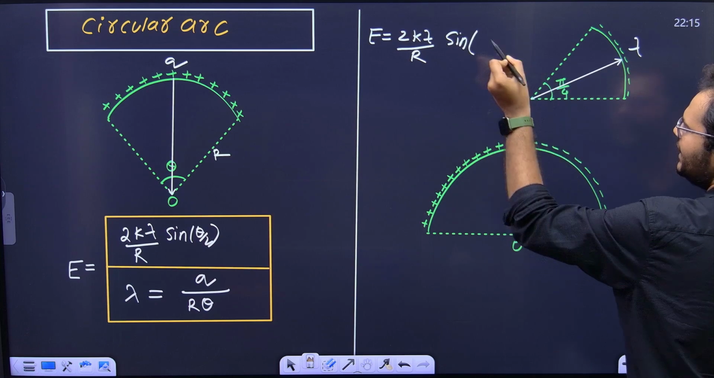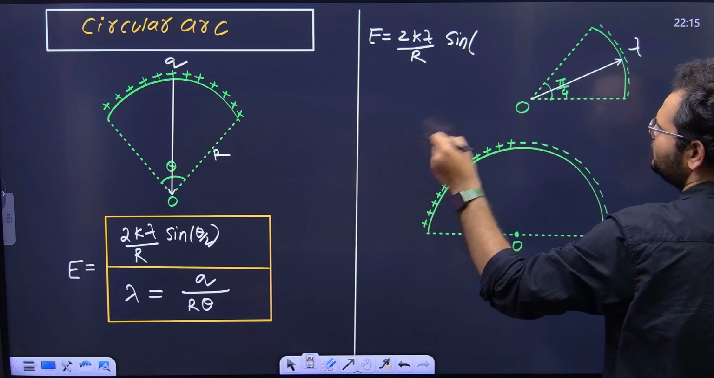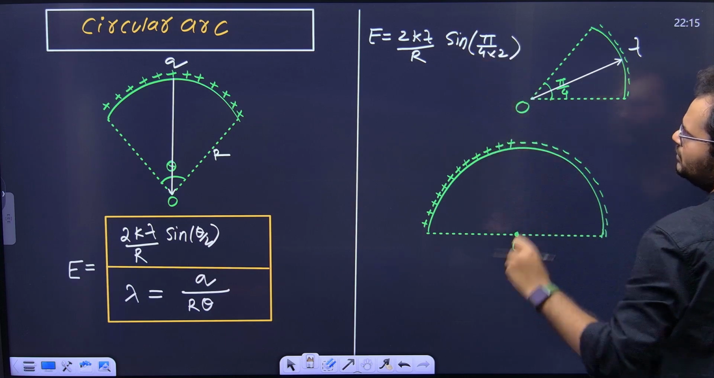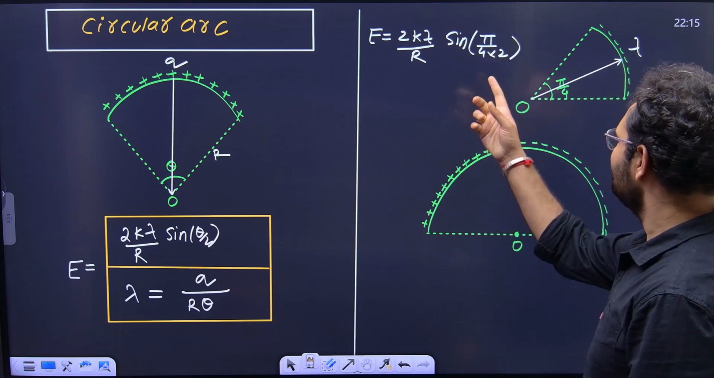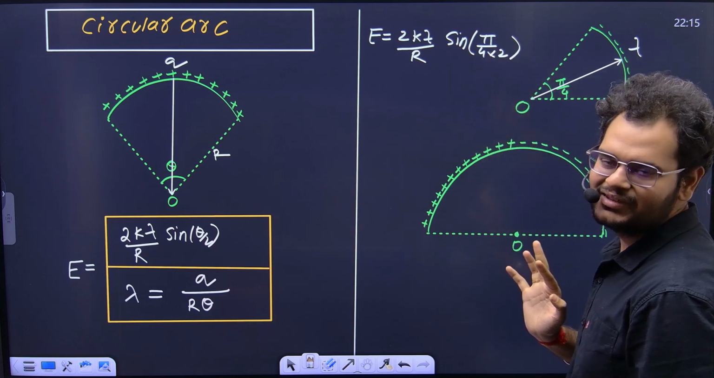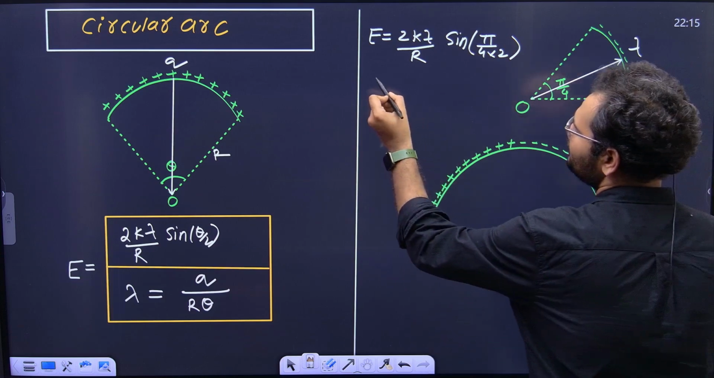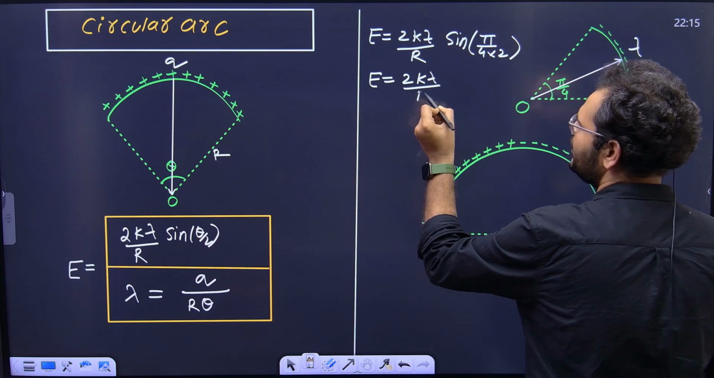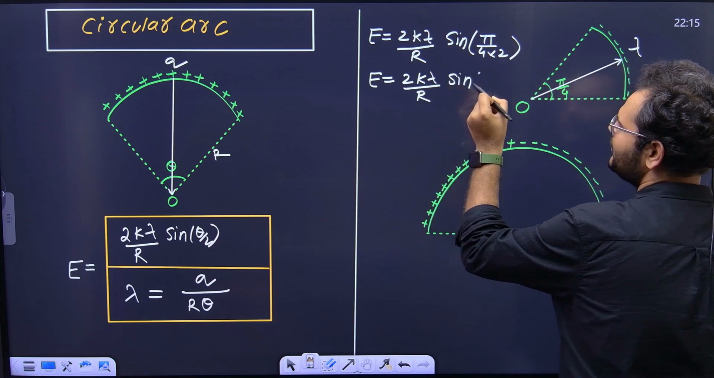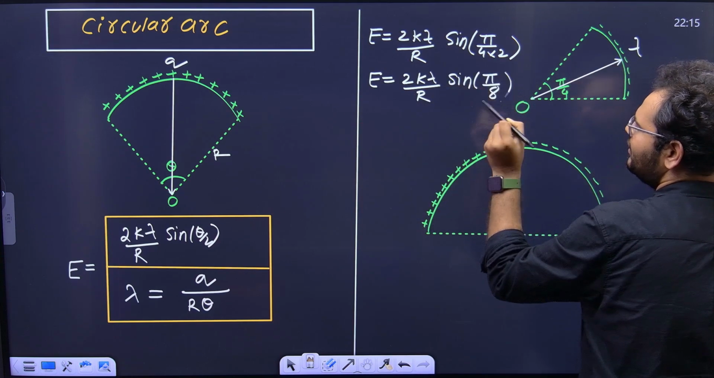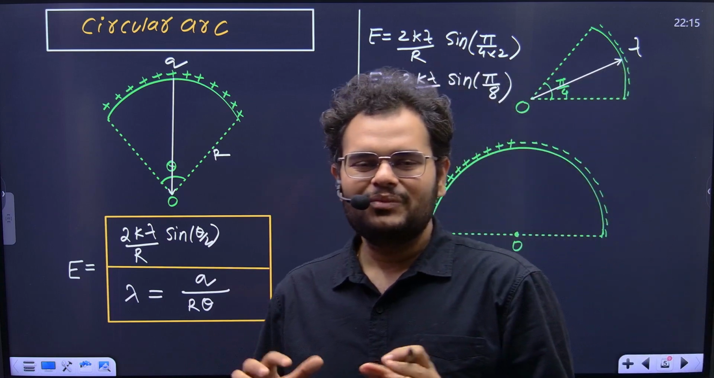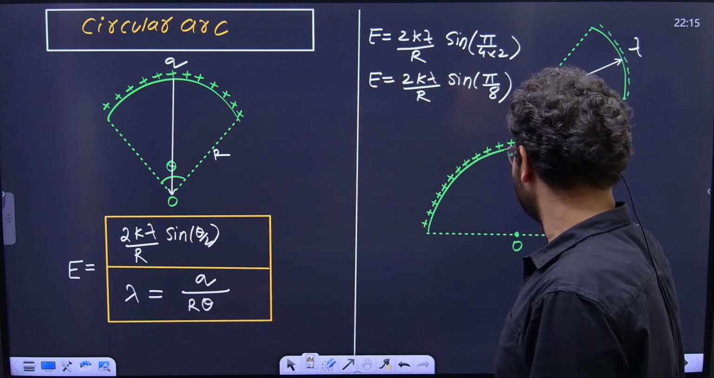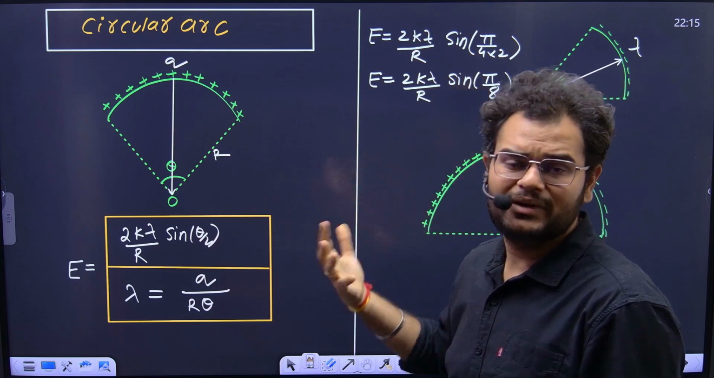What is the angle? The angle is theta by 2 here, so pi by 4 divided by 2. So how much is it? Sine pi by 8. Are you getting it? So what answer will I get? 2k lambda by r sine pi by 8. Again, you don't have to remember the value of sine pi by 8, but you will find such values in the options. Maybe instead of pi by 4 it may be pi by 2, or any angle can be there.